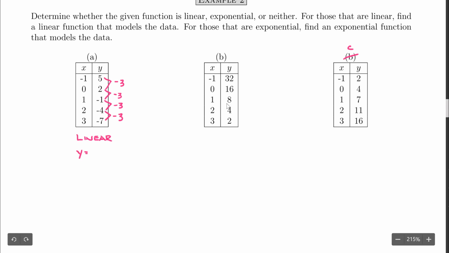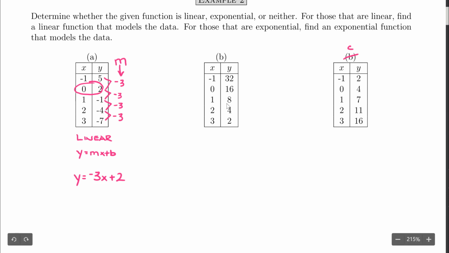And linear functions are always y equals mx plus b. M is our slope, which we have found to be negative 3. B is our y-intercept, which occurs when x is 0. So we have all that, and we can write out our formula: y equals negative 3x plus 2. So we didn't have to do a whole lot of calculations there. We can just look at the table and come up with the solution.